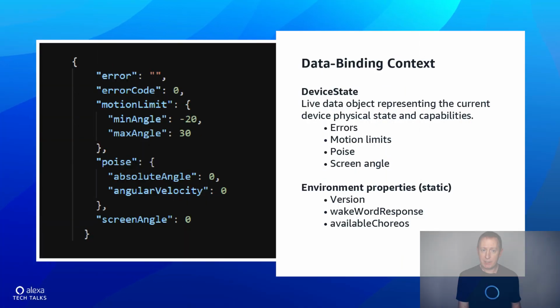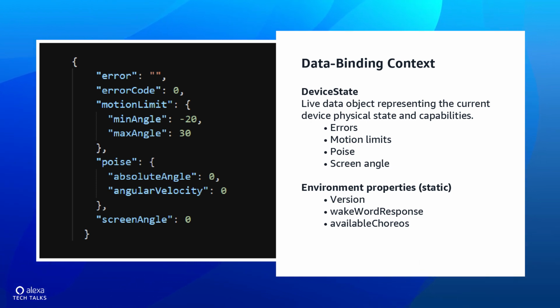Okay, now we're going to talk about data binding. So you'll have access to a device state object, which is a live data object that represents the current device physical state and capabilities. So that includes errors. It includes motion limits. As I said earlier, the device is going to evaluate its surroundings and set limits if it runs into something so that it doesn't keep hitting a wall or something like that. So you'll be able to query what those limits are.